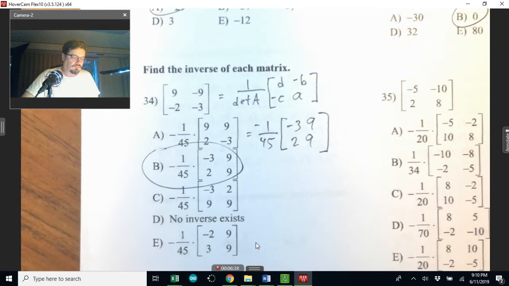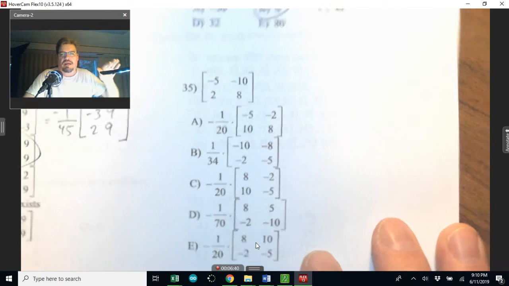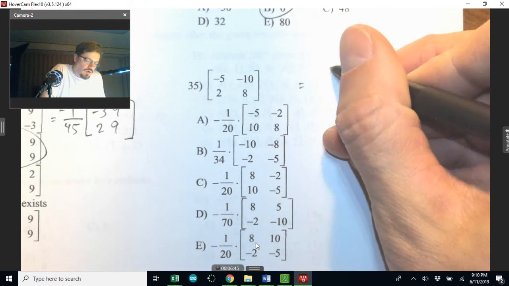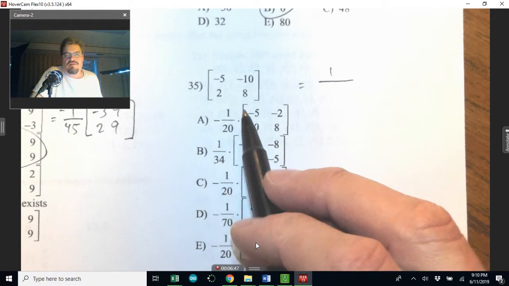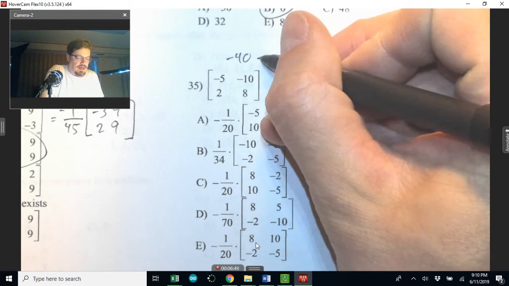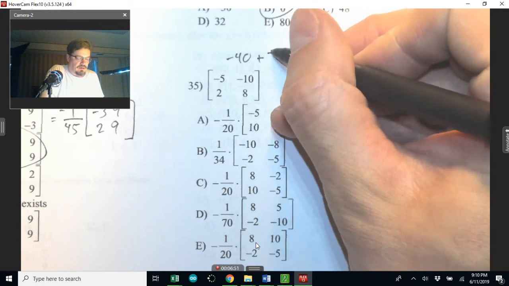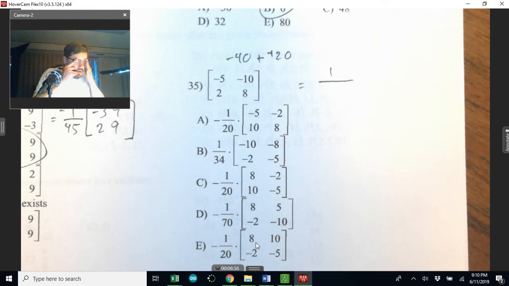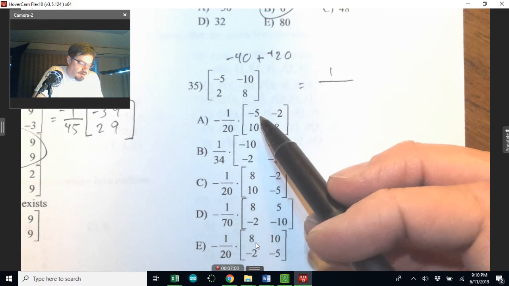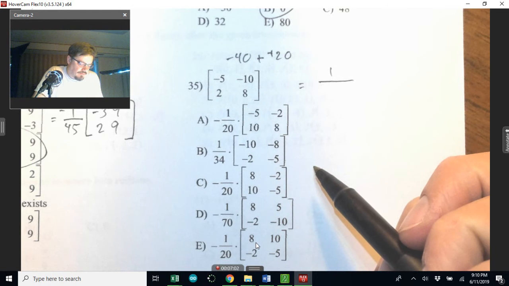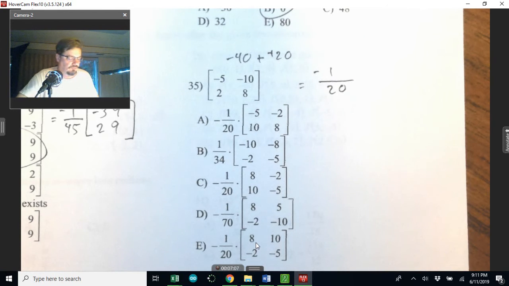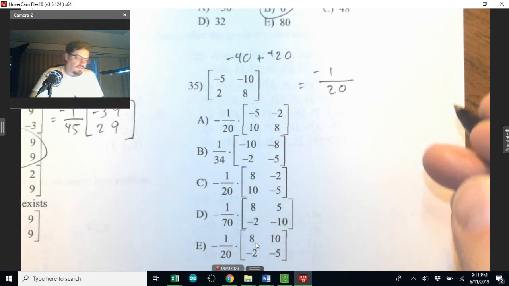All right, let's do this guy here. We've got 1 over the determinant is going to be negative 40 minus a negative 20. So it looks like I've got negative 40. Yeah, negative 20. I don't know what I was saying. I was thinking minus negative. Okay, so negative 1 over 20.